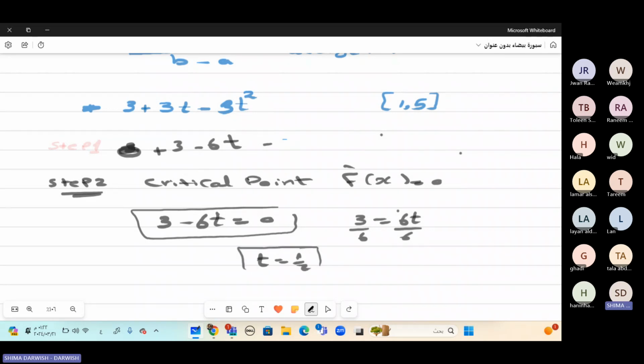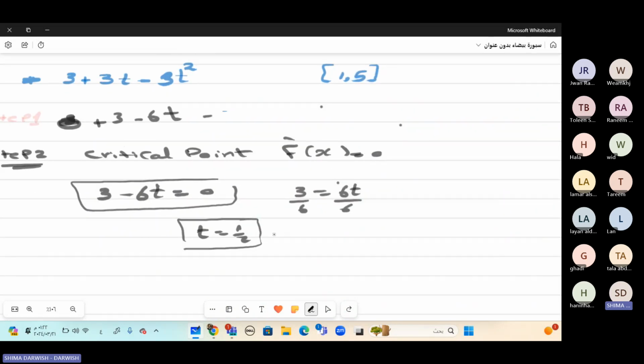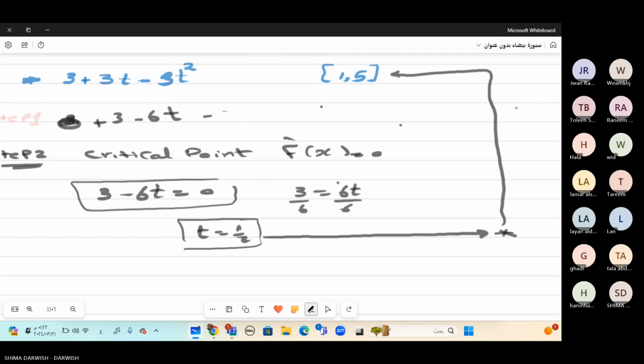Pay attention to this point. Third step, we should make a substitution. But before making the substitution, check whether this point is inside the interval. Yes or no? No. 3/6 is a half, not 2. So I can't make the substitution by this point, because it is not inside the interval 1 and 5.